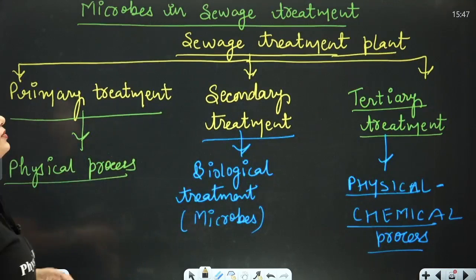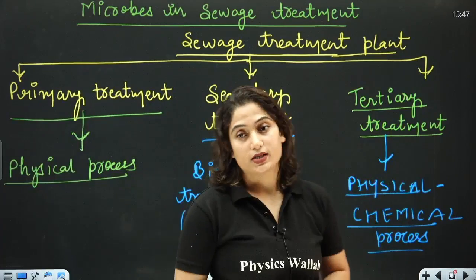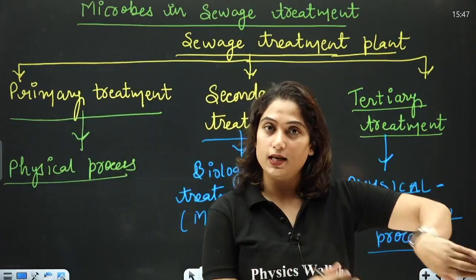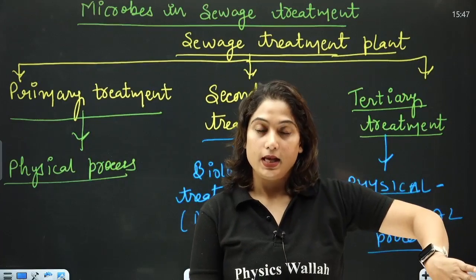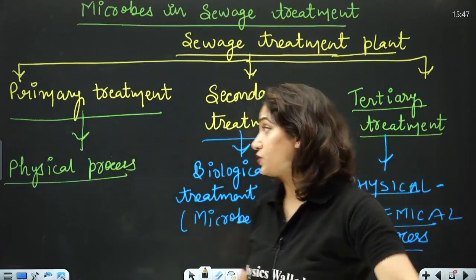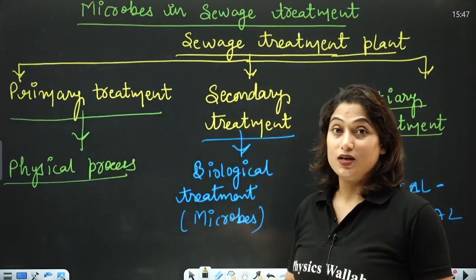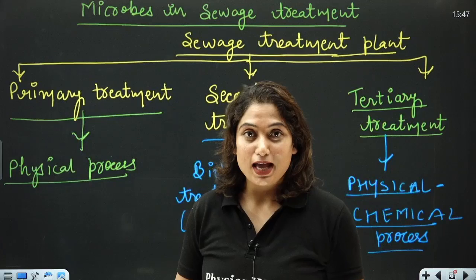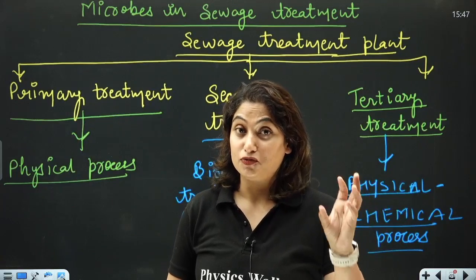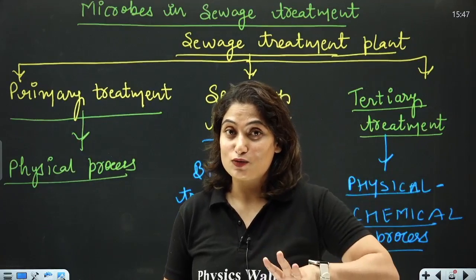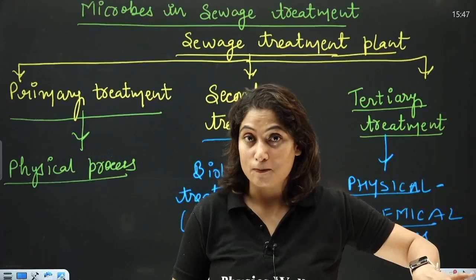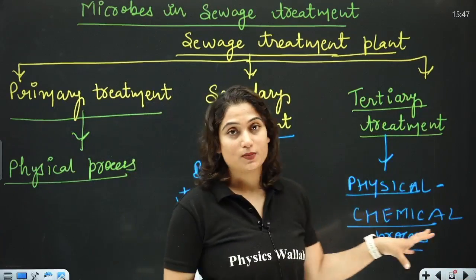The process of primary treatment is a physical process. That means you remove the physical impurities from the water. In the secondary treatment, the treatment is done with the help of microbes. That means microbes are useful in removing the dirt, the organic impurities from the water. And the tertiary treatment is chemical.